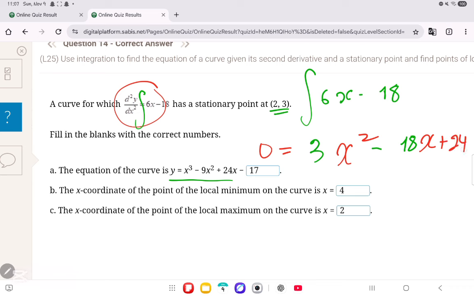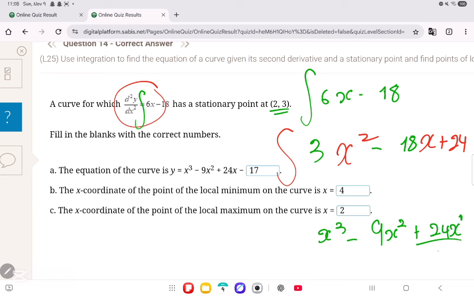Plus 24. Now we need to also do the integral again, because we have dy over dx and we need to result in y. So the integral of this again: 3x to the power of 3 over 3, because 2 plus 1 is 3, so it goes to x cubed, minus 18x squared over 2, because 1 plus 1 is 2, so this becomes minus 9x squared, plus 24x, okay?